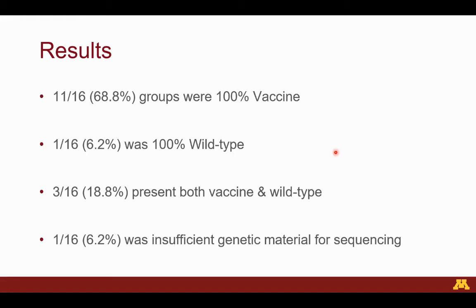So what were the results? We observed that almost 70% of the groups, 11 from the 16 groups, were 100% vaccine. One of these groups was 100% wild type. But as we can see over here, only 3% had both vaccine and wild type detected in the sequence. And one of the groups had insufficient genetic material for sequencing, so we couldn't assess that group.